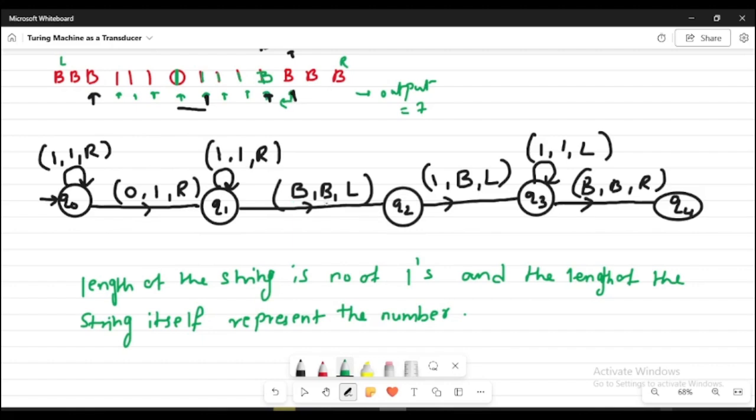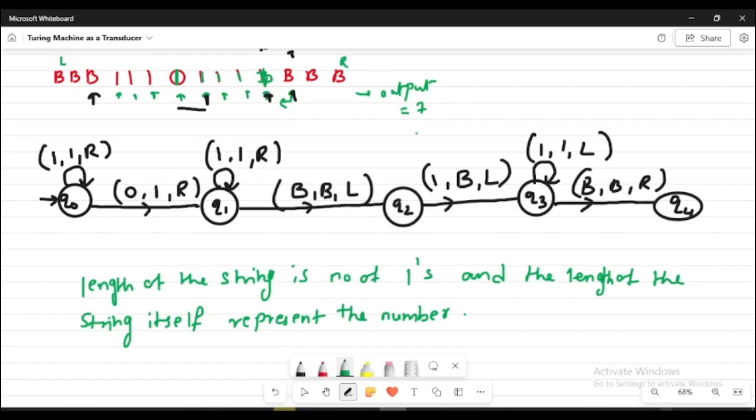Whenever you hit the blank, in this case this was 1 previously, so it was 1, right? Whenever you hit the blank here, you will turn in the left direction, and after that you will find the first symbol as 1. Whenever you find the first symbol as 1, make it blank, then move in the left direction.